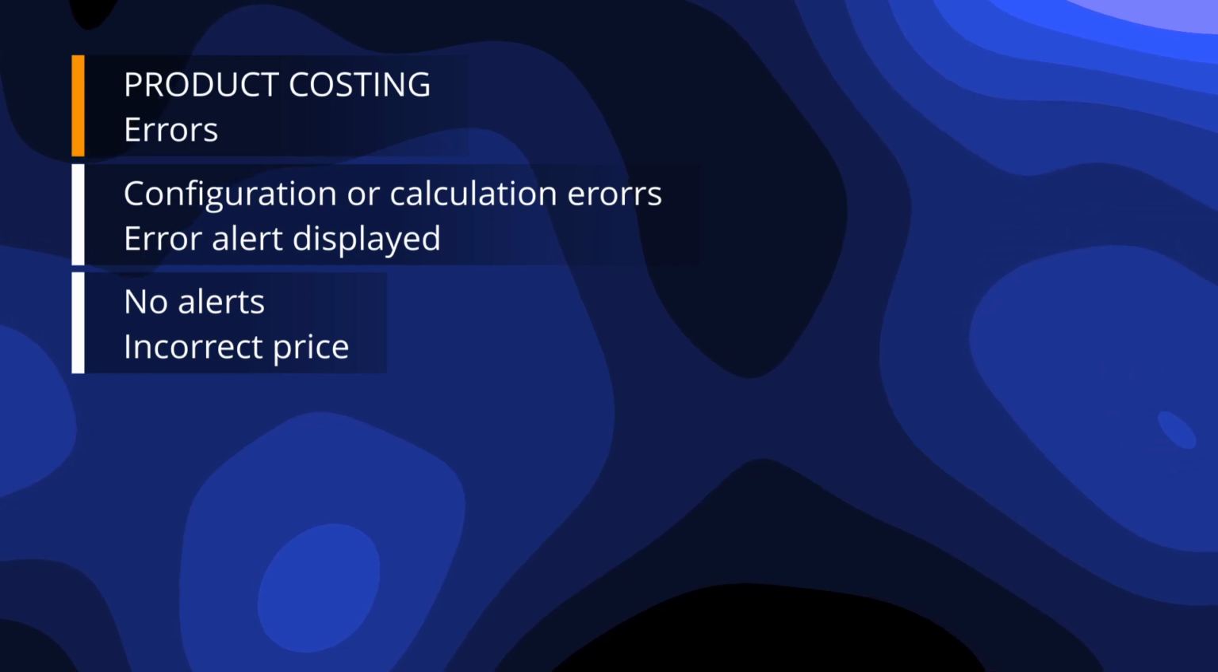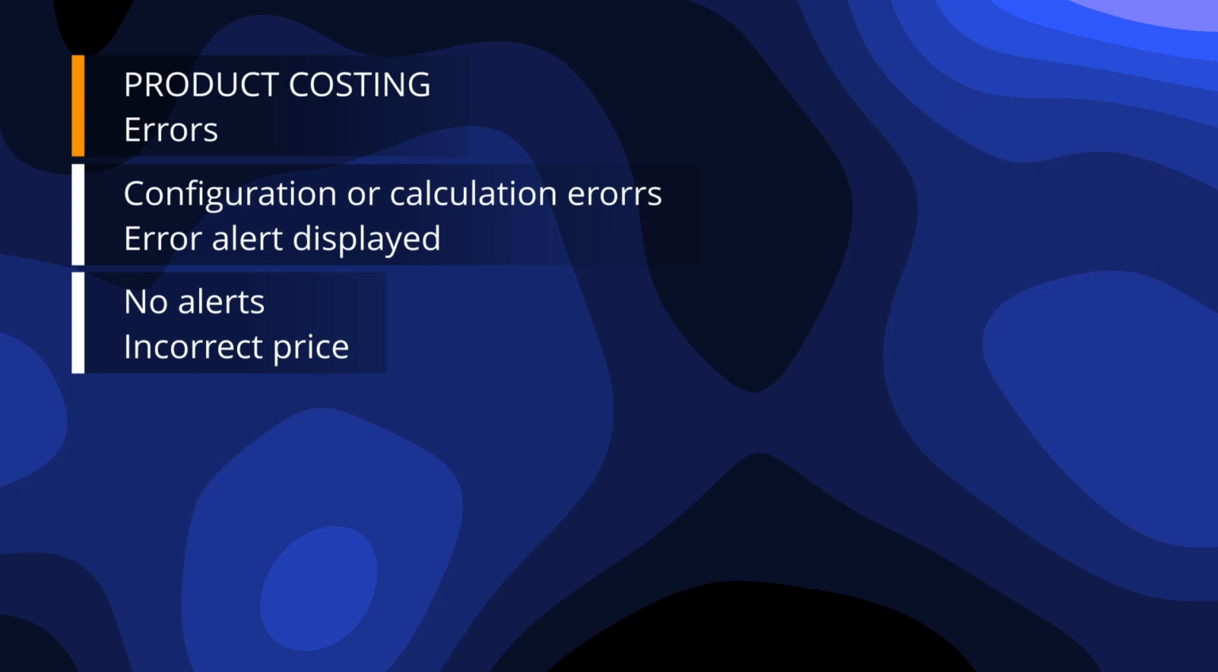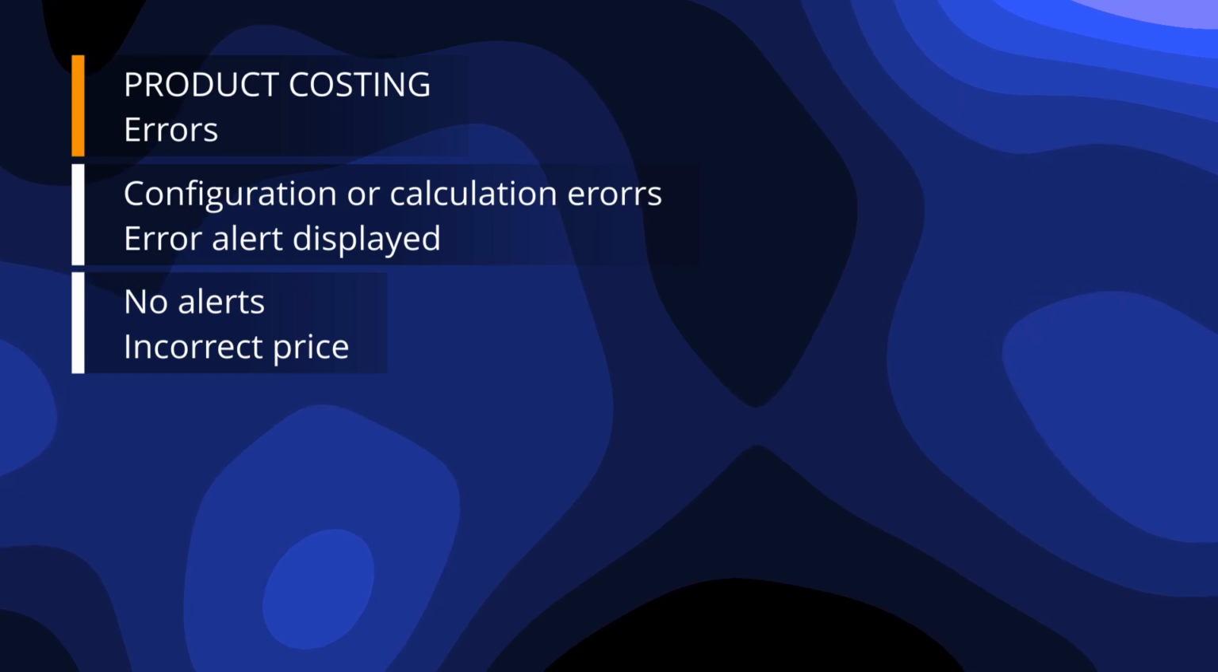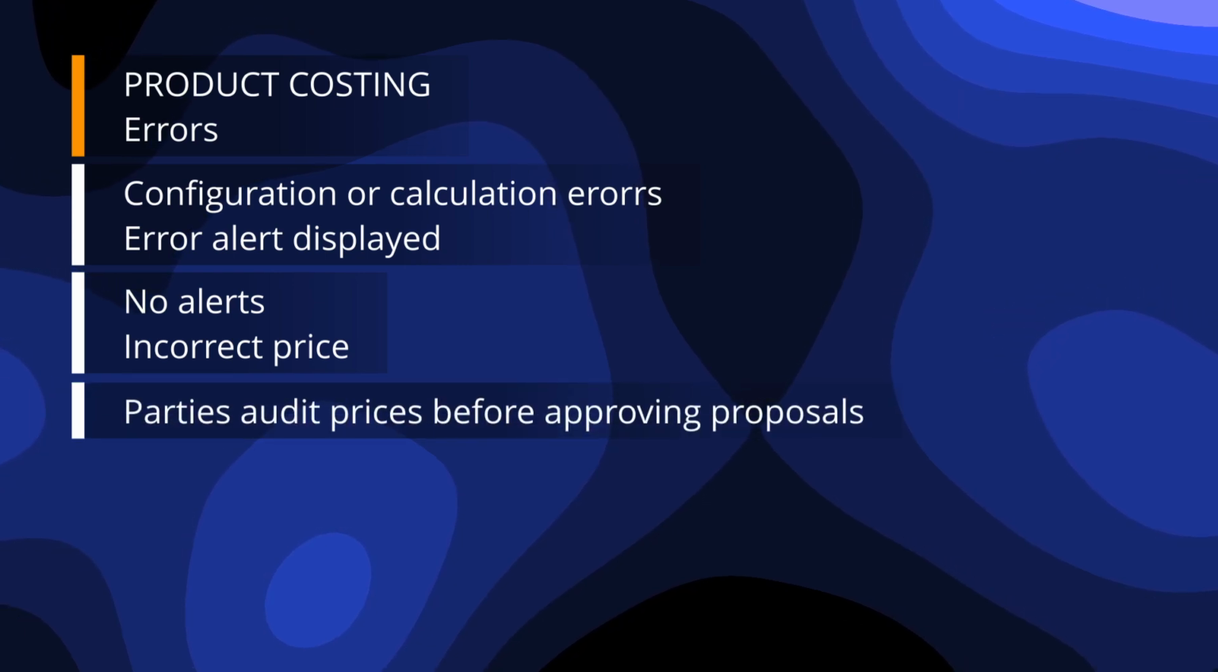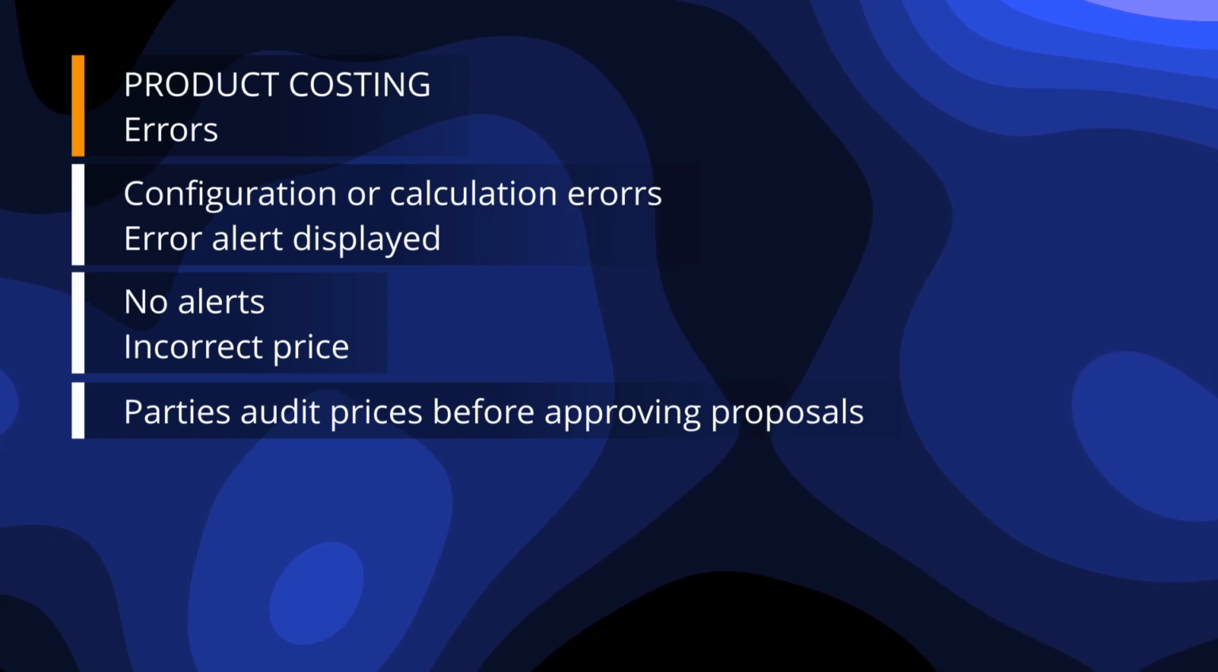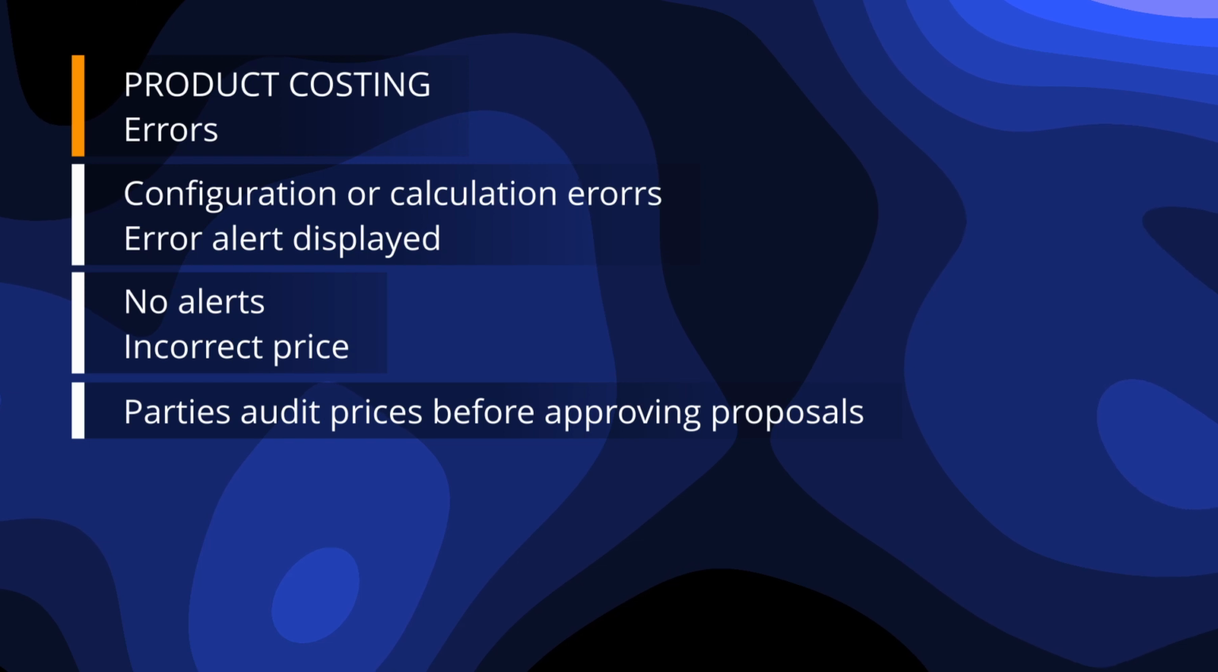Mercenter won't stop you from submitting the proposal for approval when these errors occur, so it's essential for the parties to audit all prices before accepting a proposal. That's all for product configuration. Natasha will show you more in the demonstration, which is coming up next.